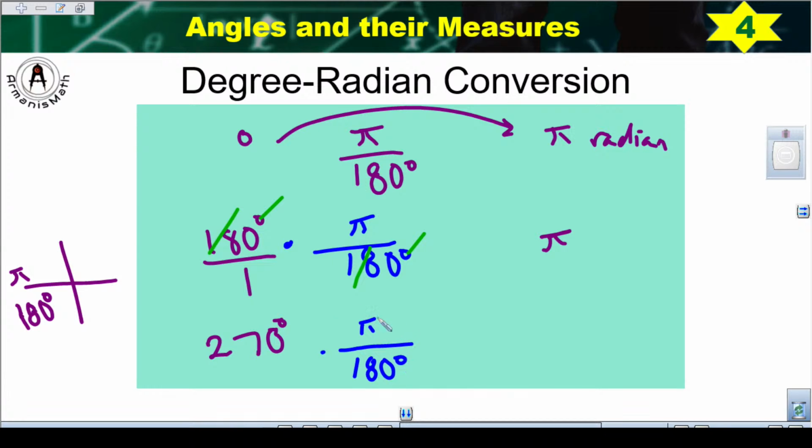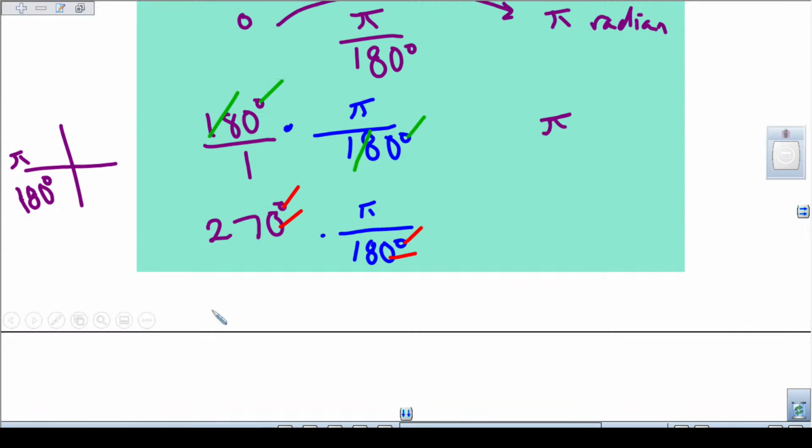The degrees are going, and that's also another safety check for you, just in case you flip these. If you flip the 180 and pi, this is another safety check for you. You need to get rid of the degrees. If it has to be at the top, it has to be at the bottom. And now I also could get rid of the last zero, like this, right? And 27 divided by 18, how much is that? How much can you simplify that? 27 and 18.